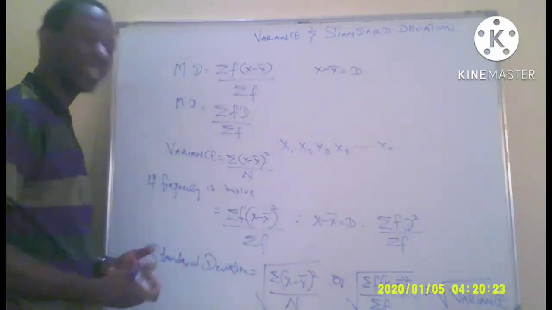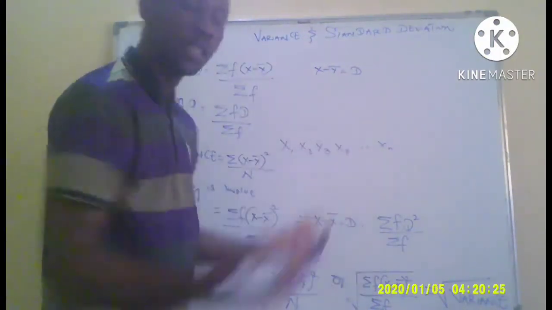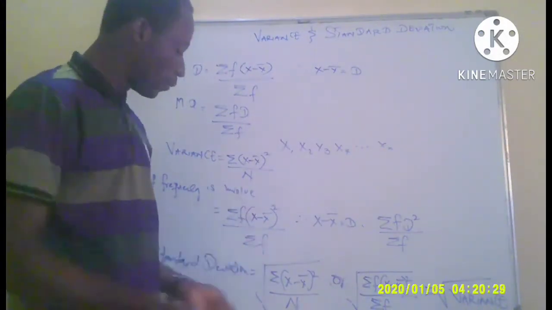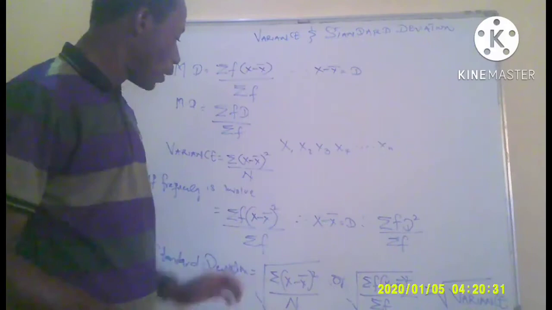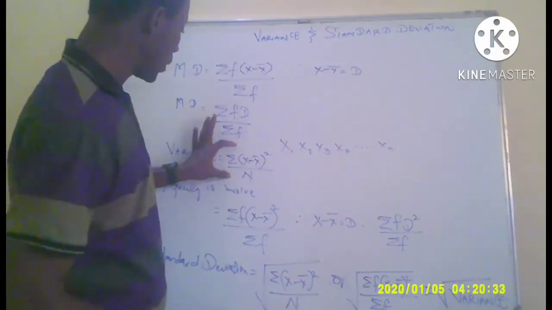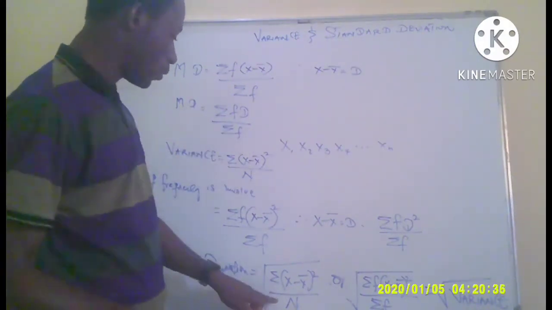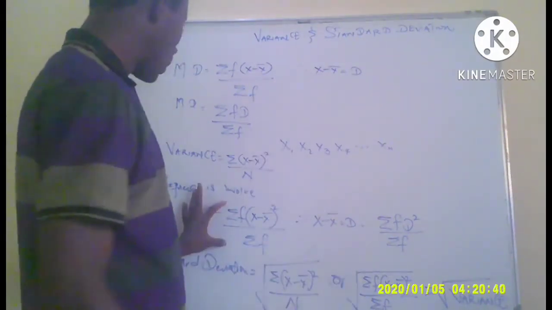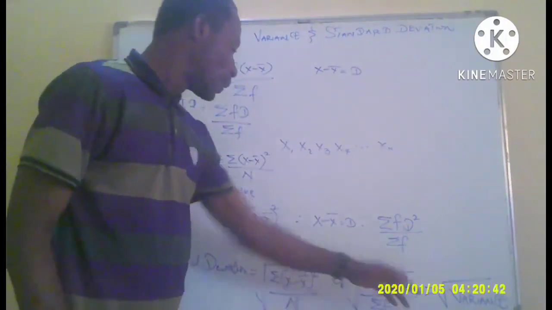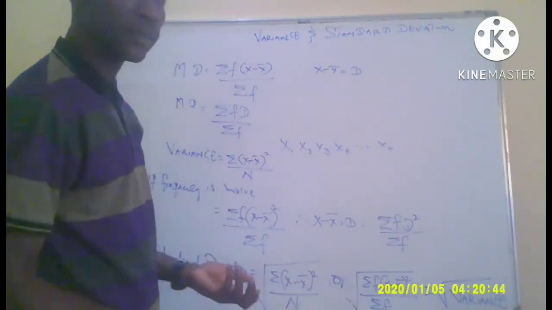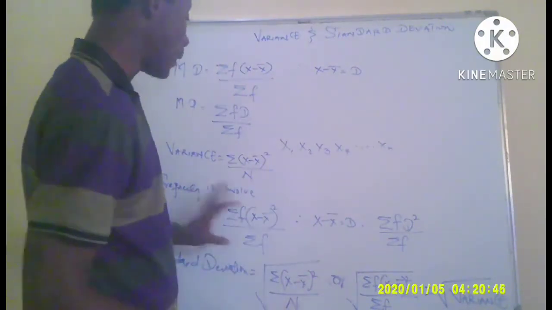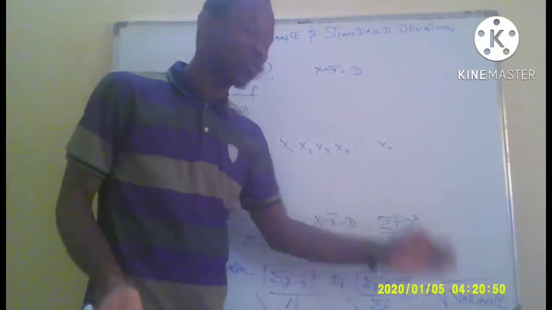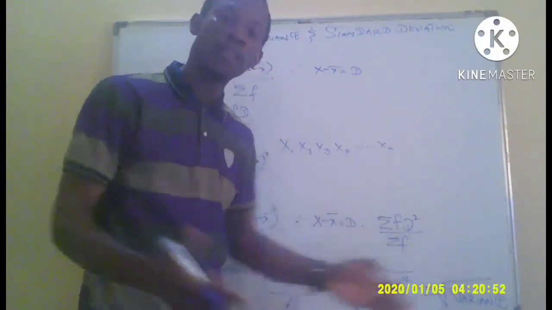Now, the standard deviation is, in summary, the square root of the variance. That is the variance now. So, what is the formula for variance? When it has no frequency, this is the formula for variance, and it is written this manner. Now, when the frequency is included, this is it. At the end of the day, the answer you get from your variance, you take its square root to get the standard deviation.